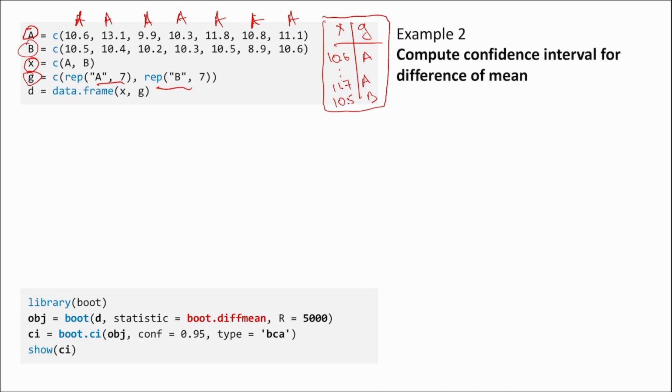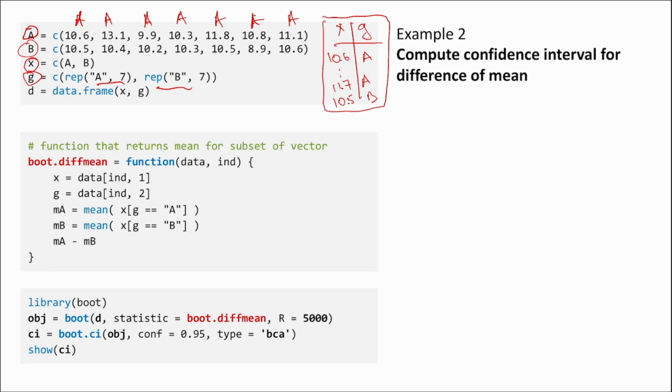Now, how to compute a confidence interval for the difference of means? So I need to compute the mean for A and the mean for B, right? There are several ways to do that. I'll show you one of the ways. So this is my function. Look, the function looks similar to what we had before, right?